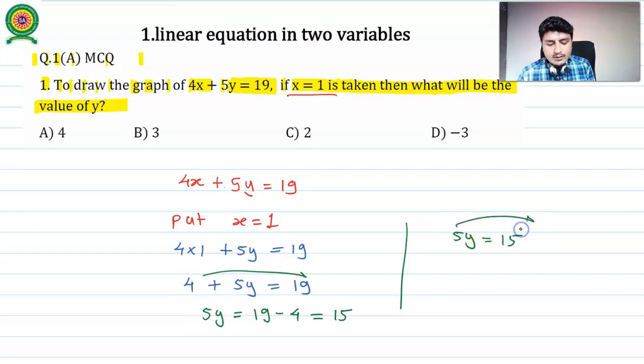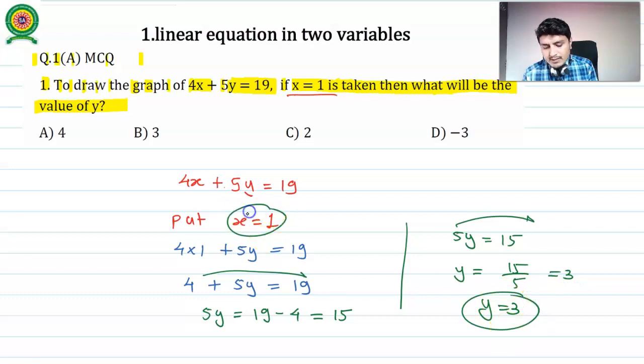Once we shift the 5 from LHS to RHS, because here we have to evaluate the value of y once x is 1, we are getting y to be equals to 15 divided by 5. 5 threes are 15, so the y value is 3. So when x is equals to 1, the y value is 3 for the given equation. So our correct choice code is B as 3. So how to write the answer? Our answer is of the form: choice code is B and the answer is 3.